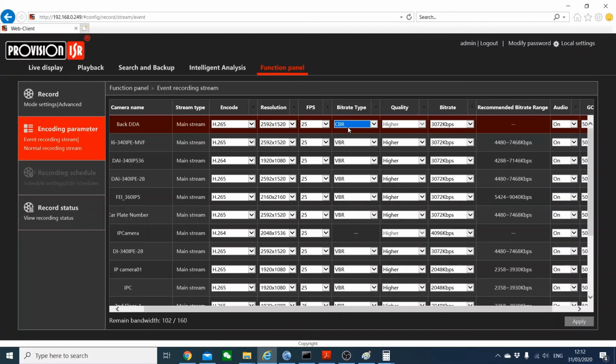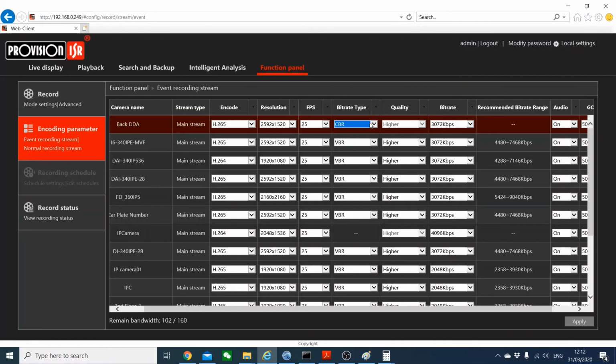Now the difference is very simple. Once we use CBR, then this amount of data, this amount of bitrate, will be used in any second, no matter what. Even if it's a black screen, if it is the middle of the living room at night and nothing is happening, 3072 every second, no matter what.